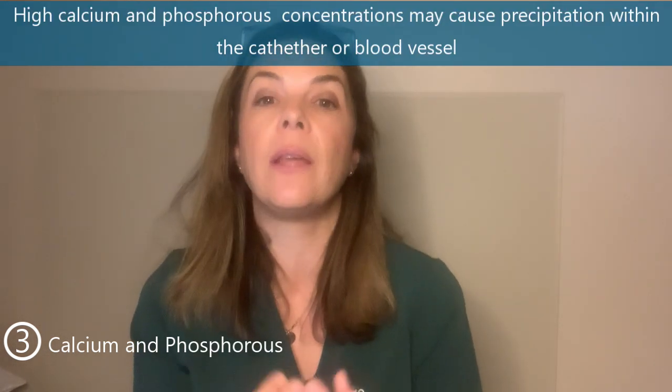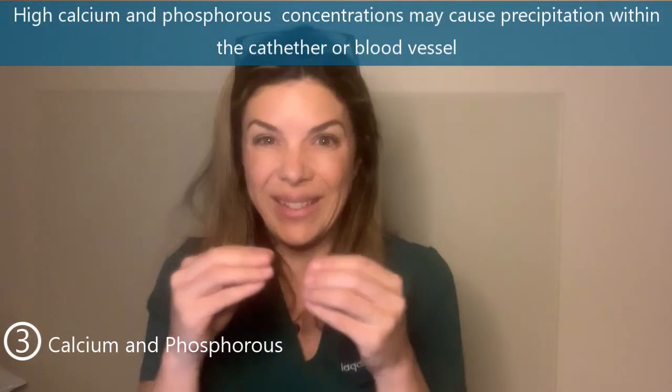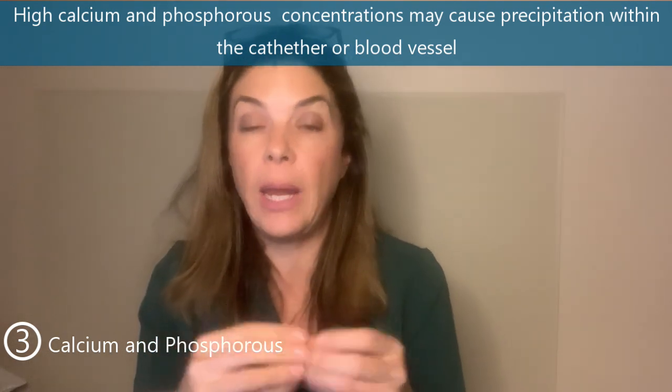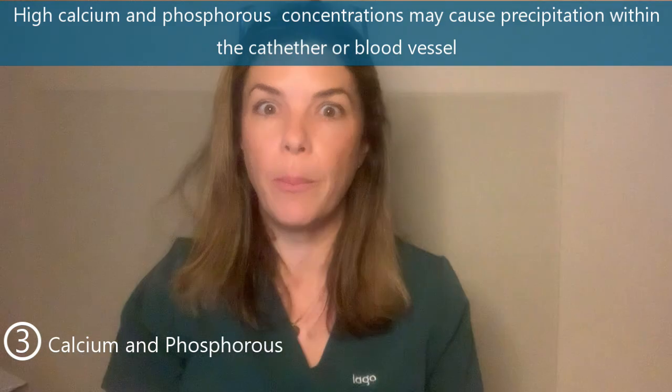An important thing that you have to remember when you're trying to put a lot of calcium and phosphorus in the TPN is that if you have a high concentration of calcium and phosphorus, then it can end up precipitating. Or just literally kind of making little stones and clotting off in the catheter or in the blood vessel.